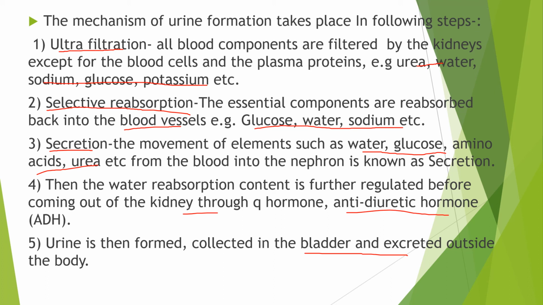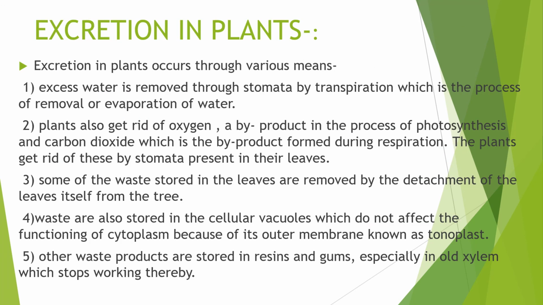Now, let us go to the last topic, that is excretion in plants. So, excretion in plants occurs through various means. You may or may not know, but plants also excrete. Excess water is removed through stomata by transpiration, which is the process of evaporation of water. We have seen transpiration, right? First the water moves to the aerial part and then it is removed as vapor. It forms vapor and then there is loss of water.